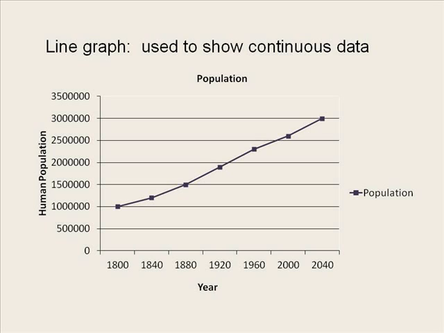So if we look at this line graph, you see that the bottom of the graph is the year. That is our independent variable. As the years were different, we were measuring on the left side of the graph human population. That is our dependent variable. Just like our bar graph, our independent and dependent variables are always set up in the same way.